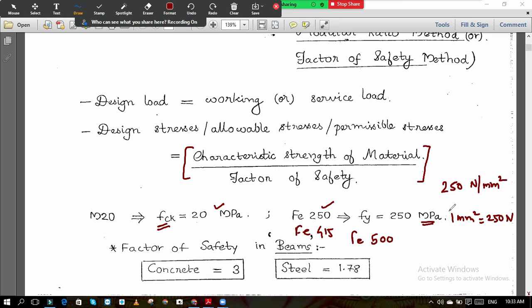Similar is the thing with Fe415, similar to this for Fe500. In case of concrete also the same thing is there. MPa, and you always remember this conversion: 1 megapascal, MPa means megapascal, is equal to 1 Newton per mm square. 1 megapascal is nothing but 1 Newton per mm square.